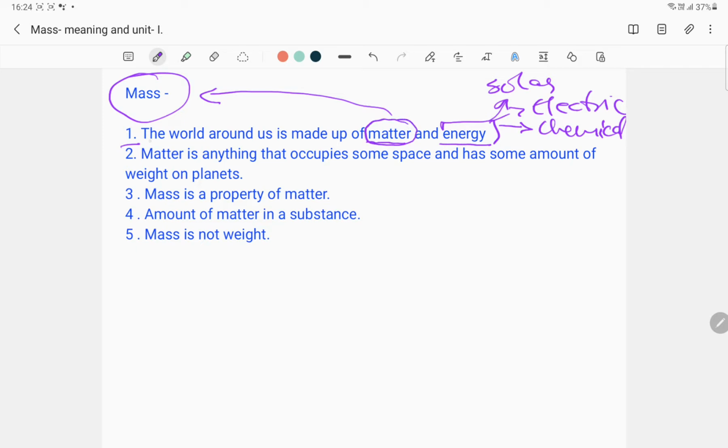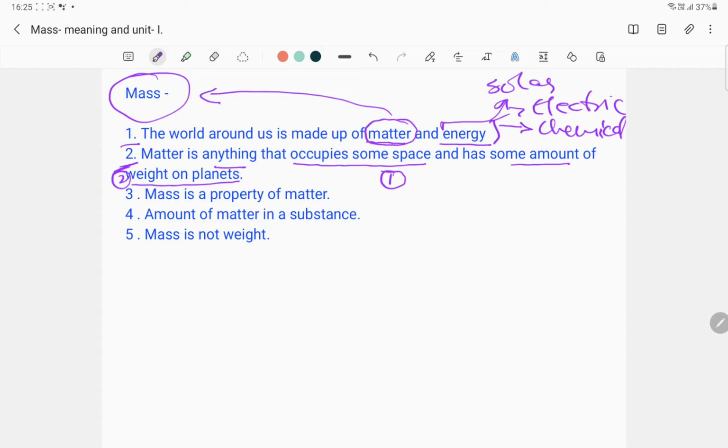And what is matter? Now let's look at the second point. Matter is anything that occupies some space and has some amount of weight on planets, let's say on Earth. So let's read this again. Matter is anything that occupies space. So matter should occupy some space, the first criteria. And the second point is if something has to be called matter, it should have some amount of weight on, let us say, our planet Earth.